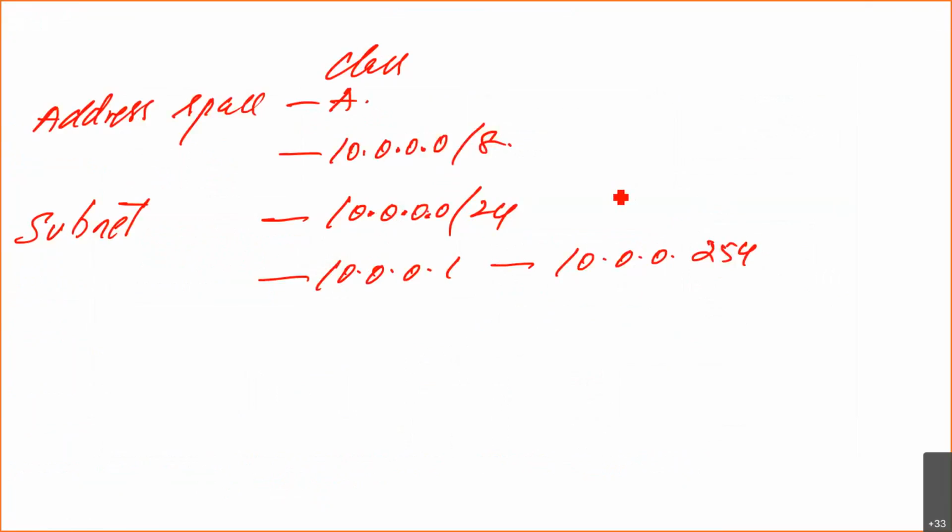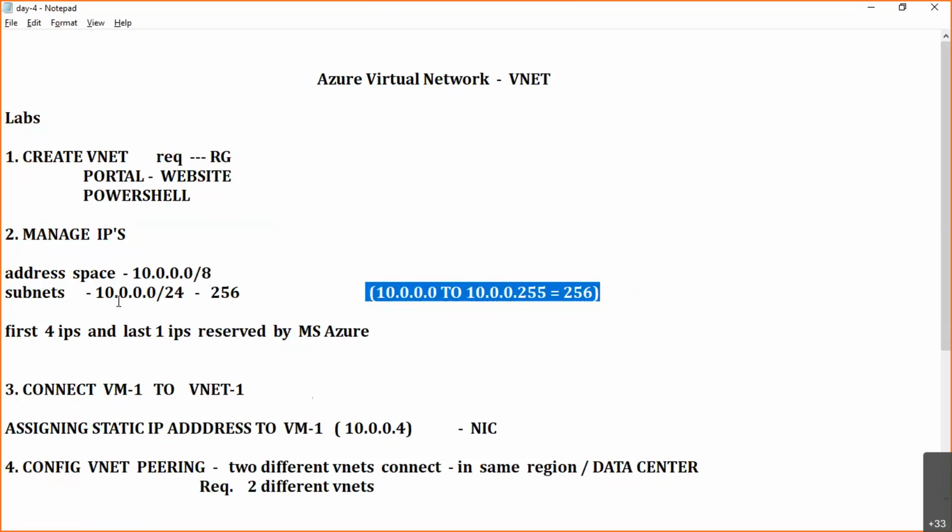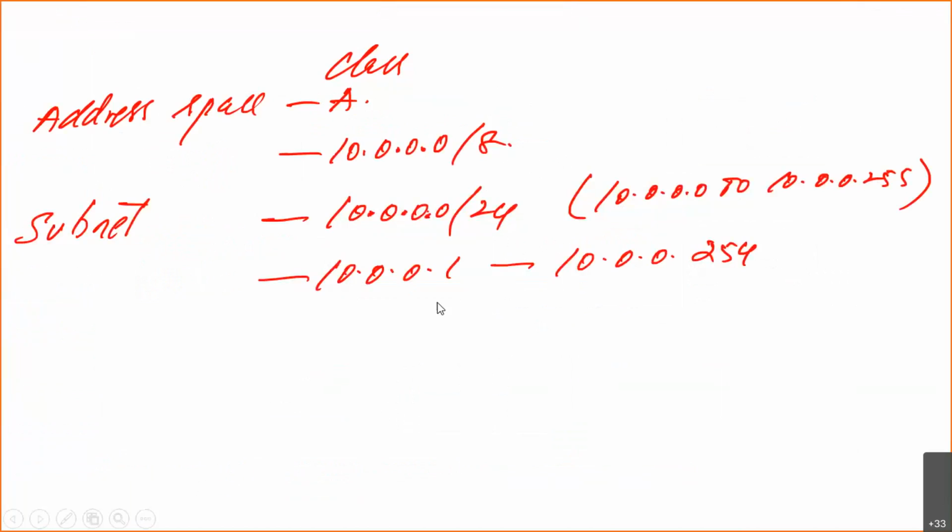You are getting the subnet from 10.0.0.0 to 10.0.0.255, but the usable IPs are 10.0.0.1 to 10.0.0.254. So in one subnet you get 256 IPs.